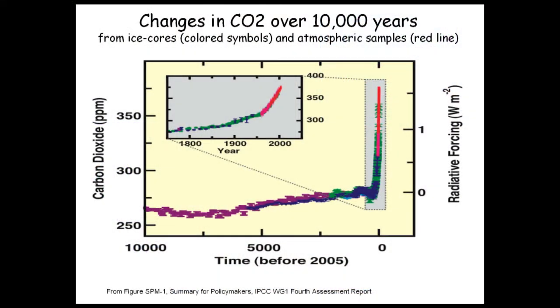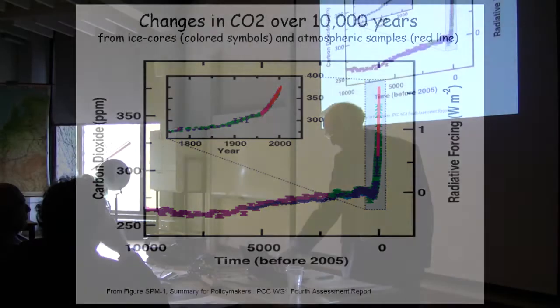Carbon dioxide is rising. That's the last 10,000 years of carbon dioxide. The last 200 years is the spike on the right, which is heading for the ceiling, and it's going to get above the ceiling very soon if we don't do something about it.